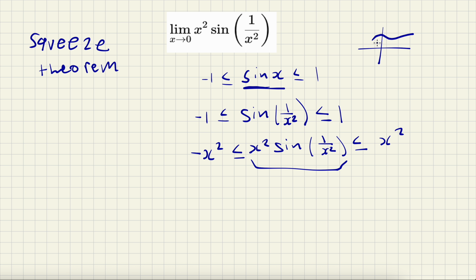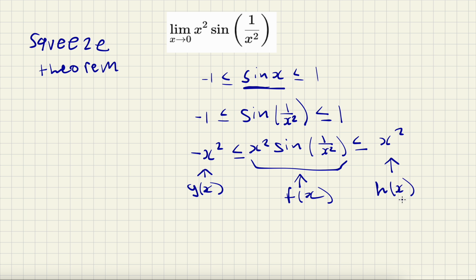And so using that principle, we know that since our original function x squared sine of 1 over x squared is greater than or equal to negative x squared and less than or equal to x squared, this represents g of x. This represents our original function f of x, and this is h of x. And so we know that if we plug in the value that x approaches into g of x separately and h of x separately, and they're equal, that means that x squared sine of 1 over x squared is equal to that value.